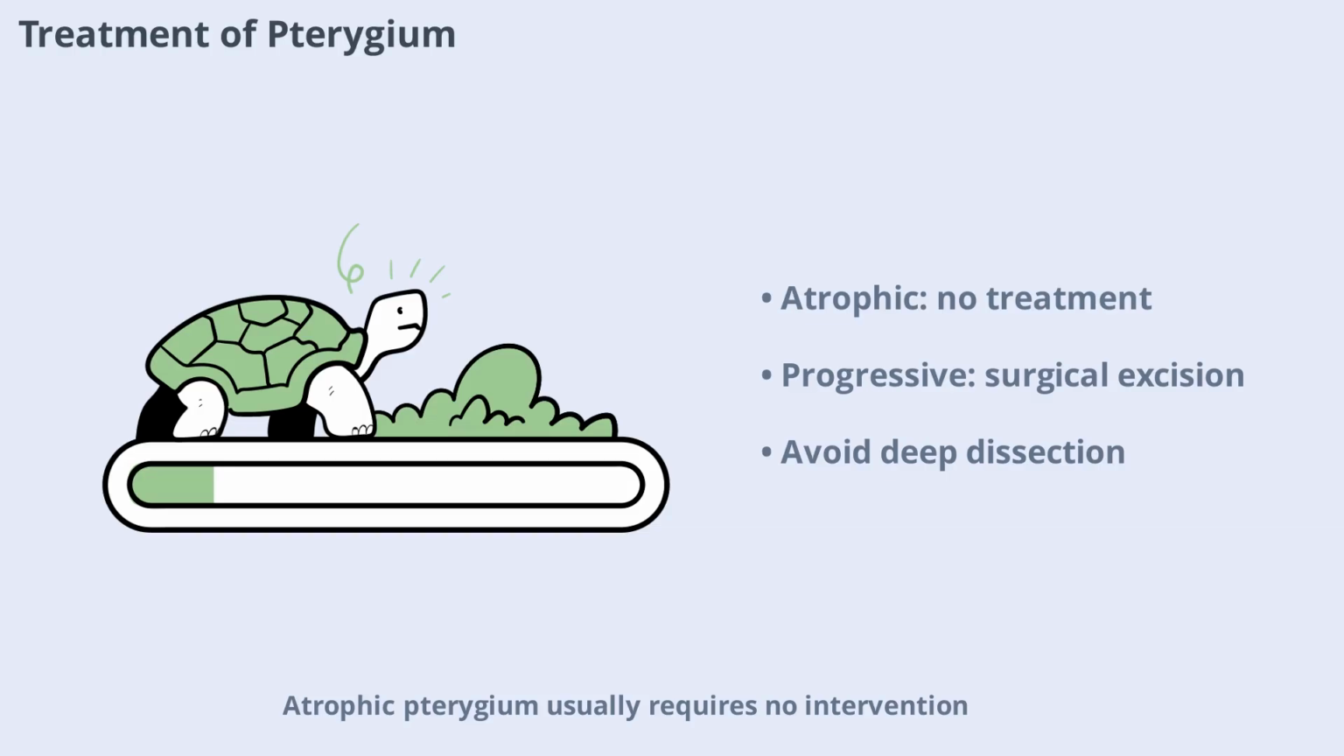Treatment depends on the stage and severity of the pterygium. Atrophic pterygium usually requires no intervention. Progressive pterygium, especially if it impairs vision, causes astigmatism, restricts movement, or is cosmetically concerning, may need surgical excision. The procedure involves carefully separating the head from the cornea and dissecting the neck and body from the sclera and conjunctiva. About 3 to 4 millimeters of tissue is excised and the ends are sutured. Care must be taken to avoid injury to the medial rectus muscle.